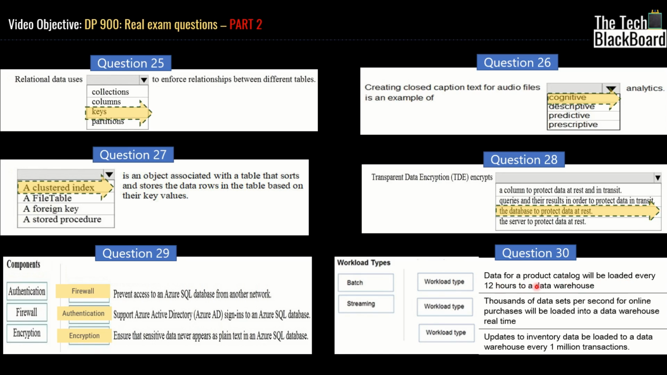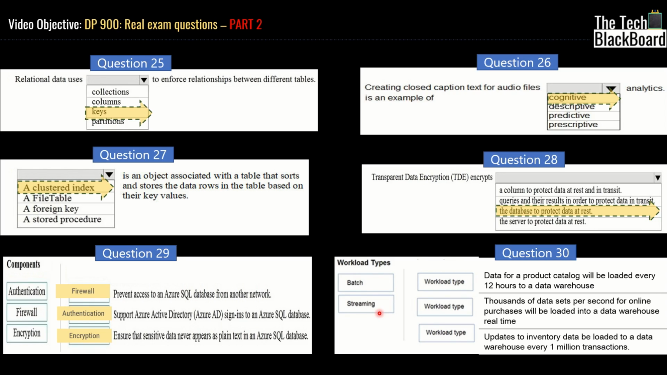Okay, so the first statement says data for a product catalog will be loaded every 12 hours to a data warehouse. Now I already explained this in my previous videos as well, but just to give a very quick reference again. Batch data is something that you process in a batch or big loads or big chunks. Streaming or online or real-time processing is basically as and when the data comes, you process the data. So that's the basic difference between batch and streaming data.